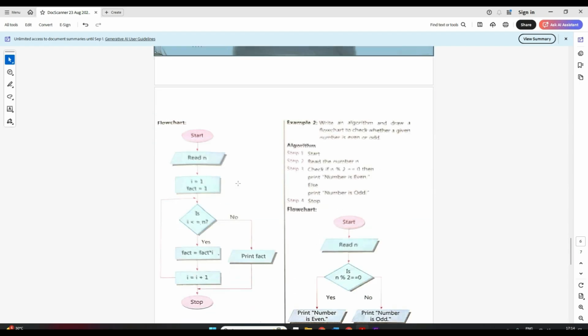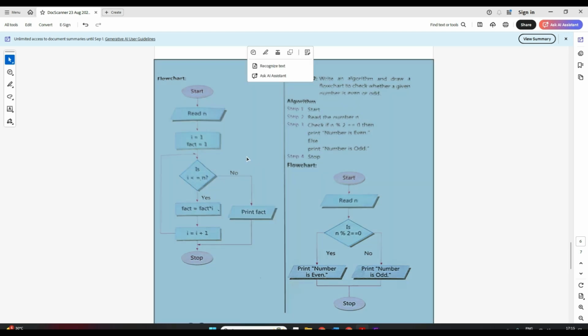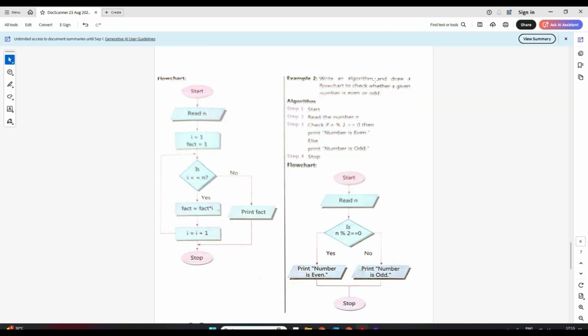Similarly, the way you will do your flowchart, just remember any calculations or any initialization we are doing will all be in a process box. Input and output will be in this box, and the decision that we are taking, yes and no, will be in this box. Clear? Now let's go to this last example.